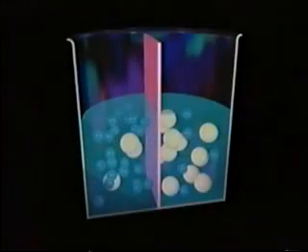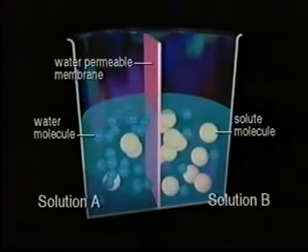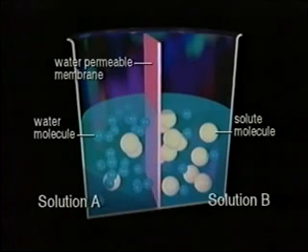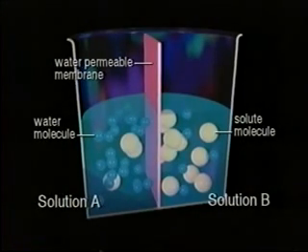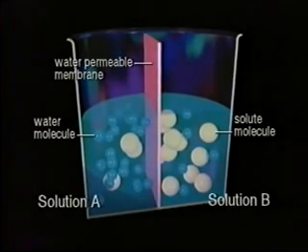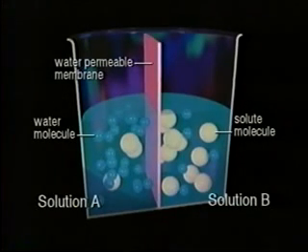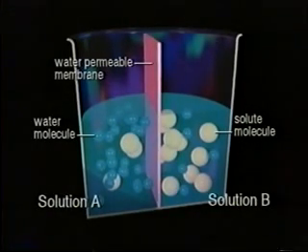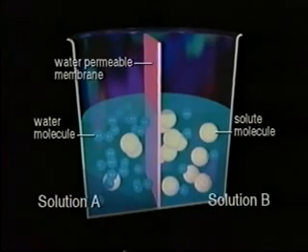In this container, two solutions are separated by a membrane permeable only to water. The concentration of the large yellow solute molecules is higher in solution B than it is in solution A, because there are fewer solute molecules in solution A.